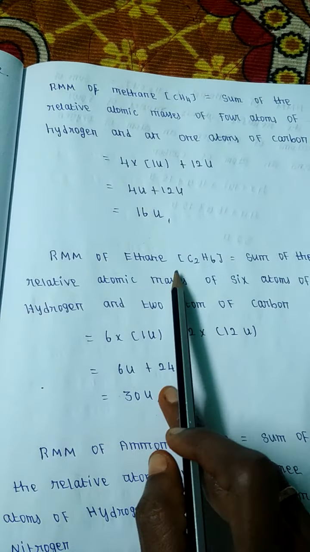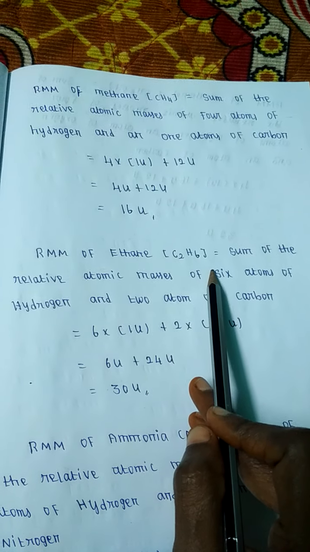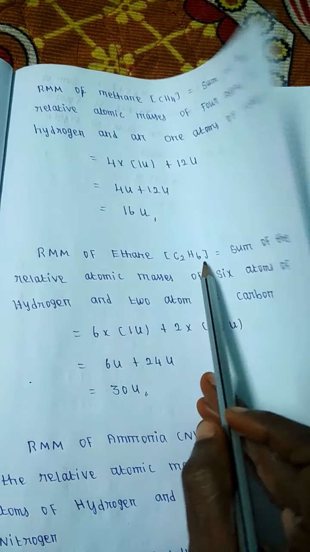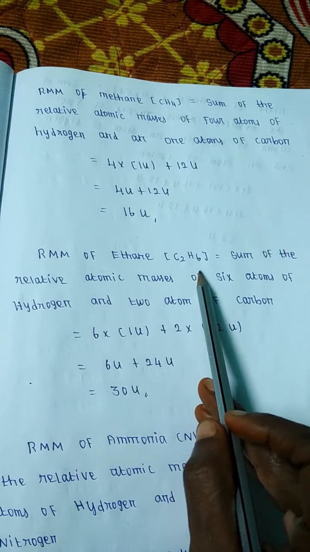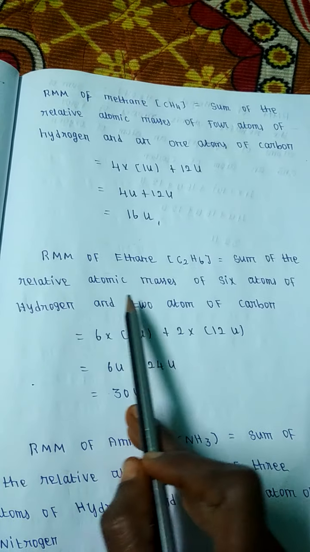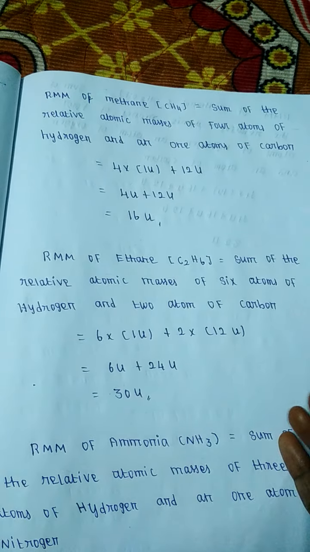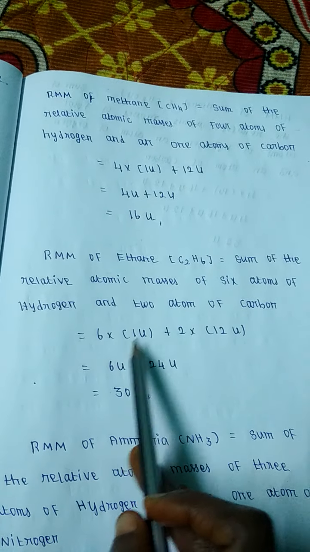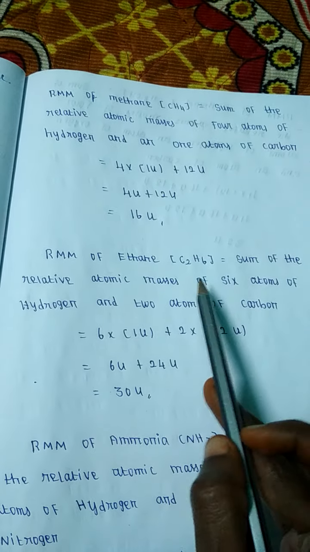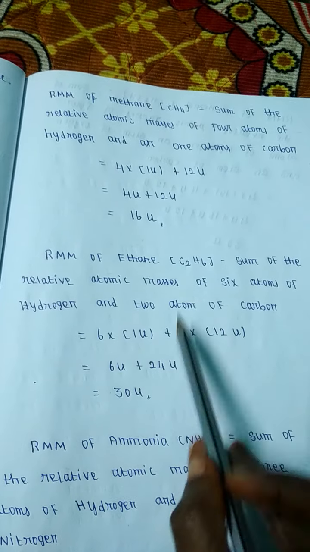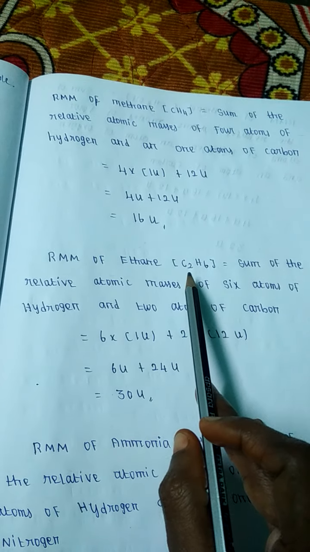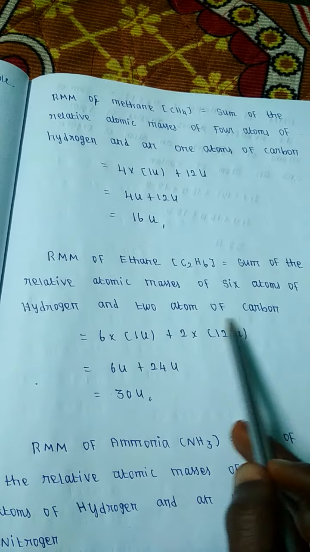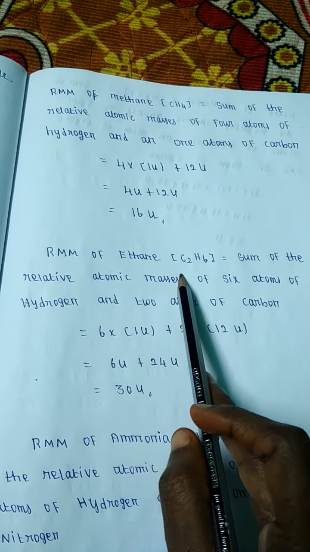That is the formula for C2H6, which means it has 2 carbon atoms along with 6 hydrogen atoms. The relative molecular mass is the sum of the relative atomic masses of 6 atoms of hydrogen and 2 atoms of carbon, which is 6 into 1u, where 1u is the relative atomic mass of hydrogen, plus 2 into 12u, where 12u is the relative atomic mass of carbon.